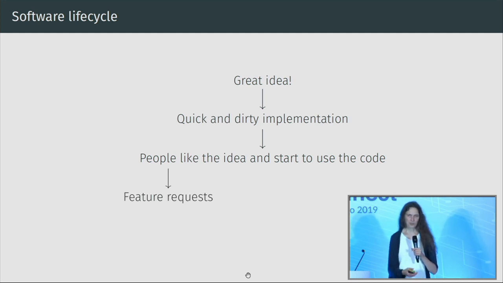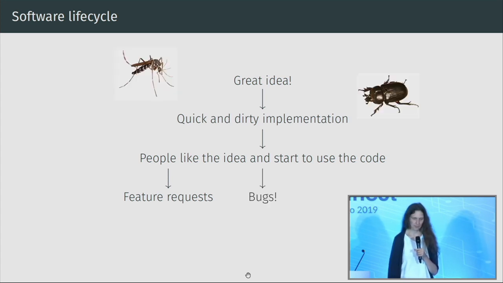But in some sense, that's where the problem begins. When people start using your code, then they want new features, because it was really a great idea, and every great idea can be even more great. And not only do they want more features, they also find bugs. And then when your software gets really popular, then people start to attack it. Okay, so you've brought on yourself all of these problems.